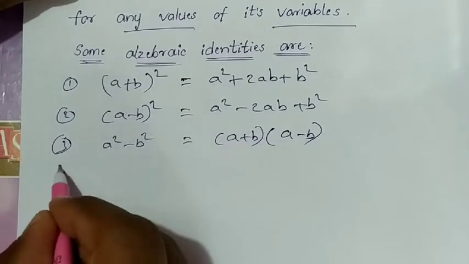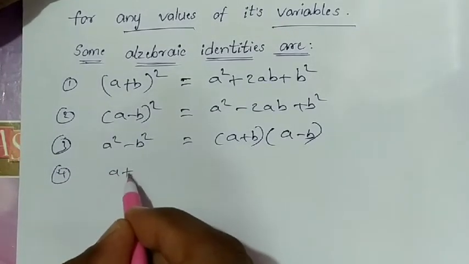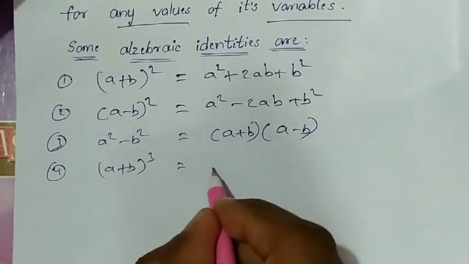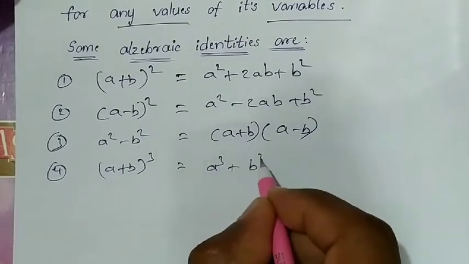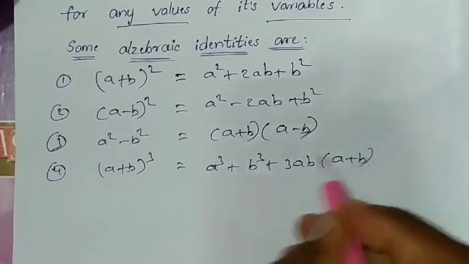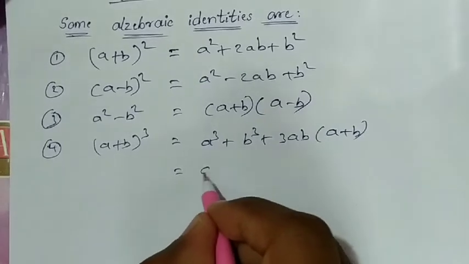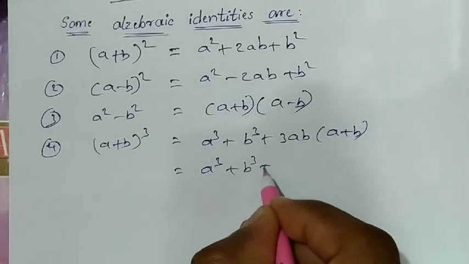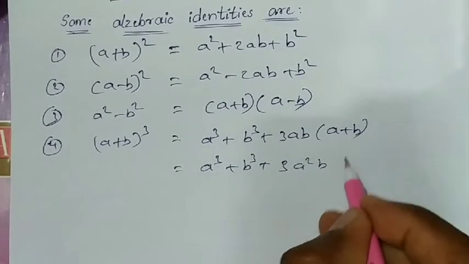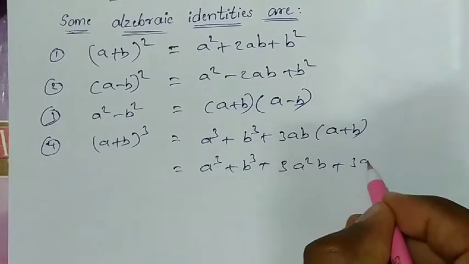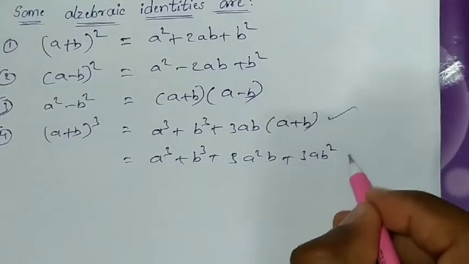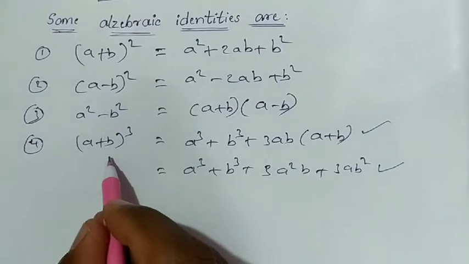Okay, the fourth one, (a plus b) whole cube can be written as a cube plus b cube plus 3ab into (a plus b). Or it is written as a cube plus b cube plus 3a square b plus 3ab square. So we can write the first one or the second one, both are equal to (a plus b) whole cube.